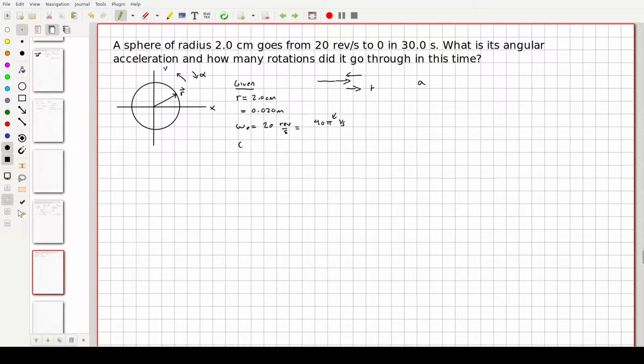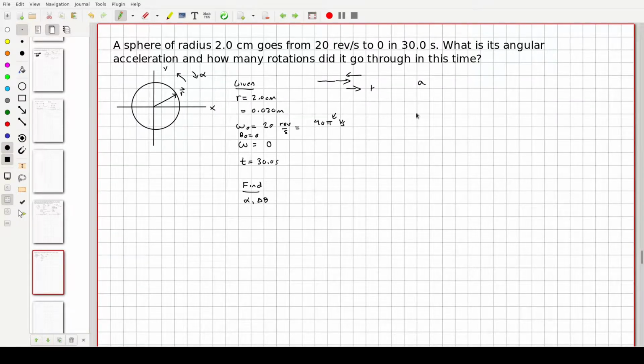Now, your final angular velocity is 0, and it takes you 30.0 seconds to slow down. I want to know what the angular acceleration is and how many rotations it goes through in this time. So I want to find alpha and delta theta. Well, we're going to assume, like before, that our initial angle is 0. Just make our life easy.